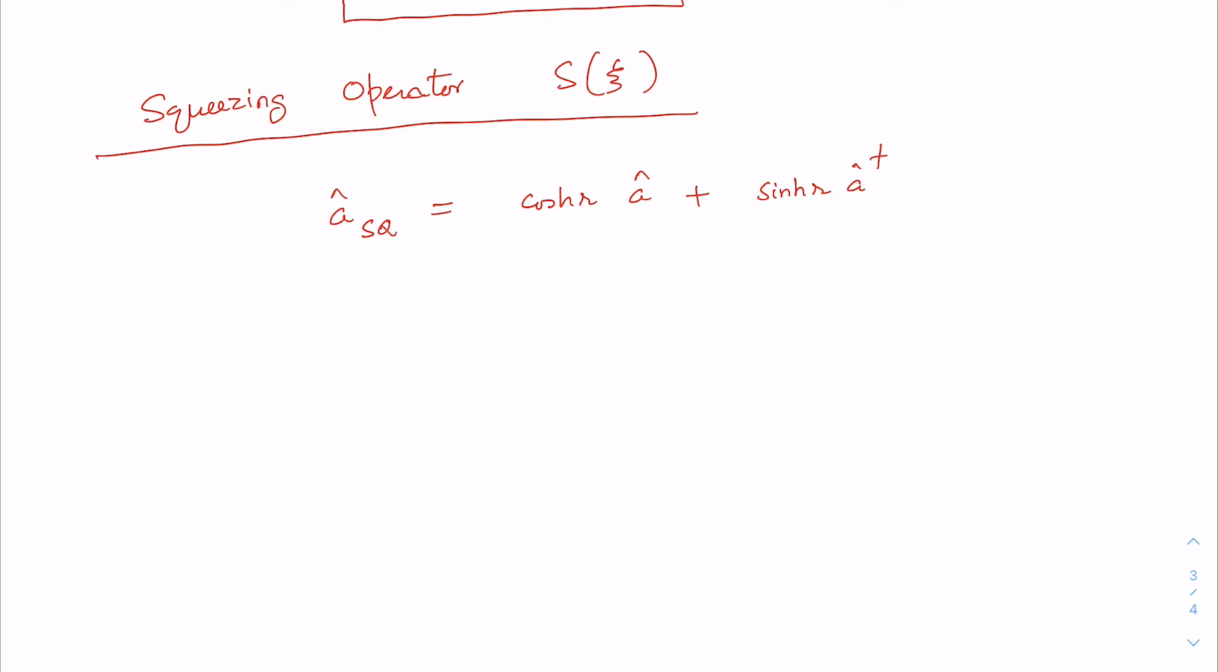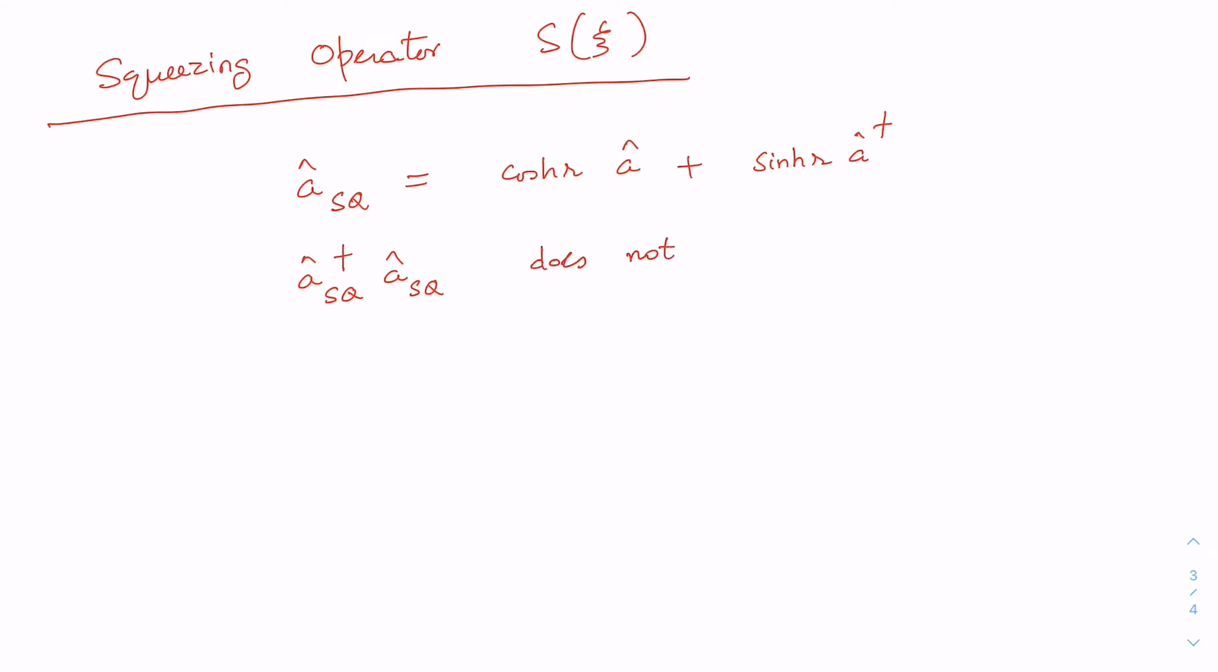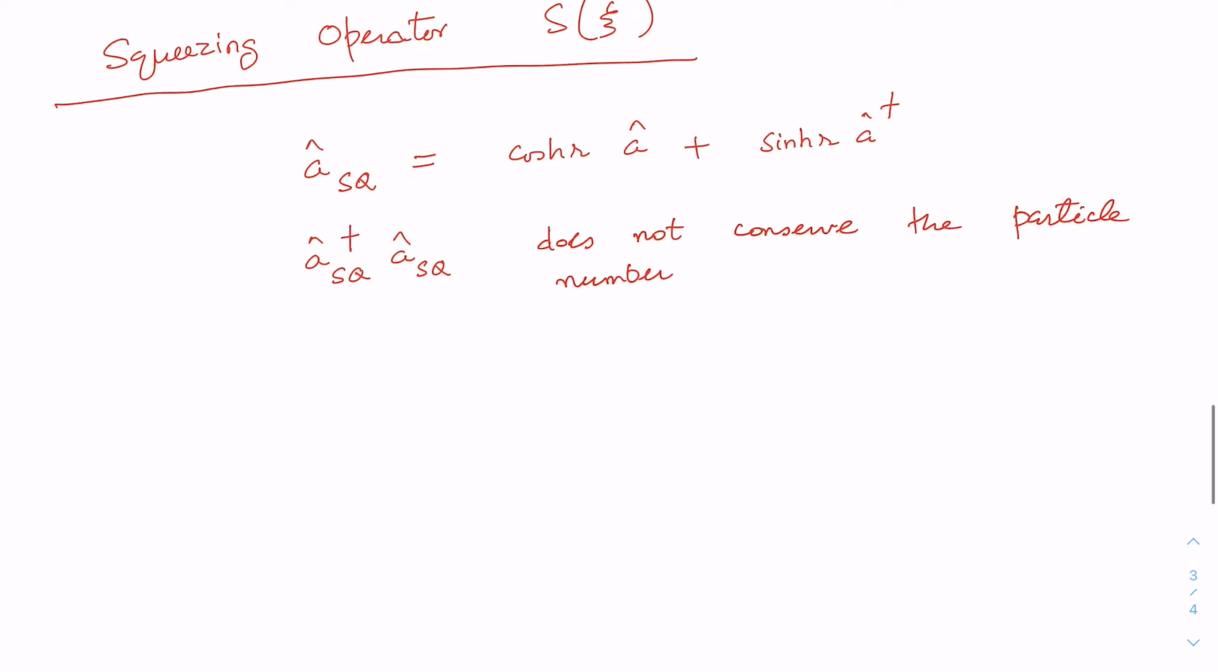Now you can actually prove that if you take b dagger b for the squeezing annihilation operator, this is the number operator for the squeezed state, and it does not conserve the particle number, unlike a dagger a, which is the number operator originally. This conserves the particle number, and that's the reason we write down the Hamiltonian for the normal harmonic oscillator as h cross omega a dagger a plus half. Okay, for the harmonic oscillator.